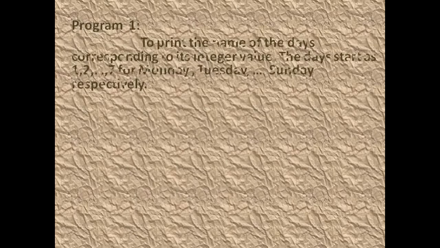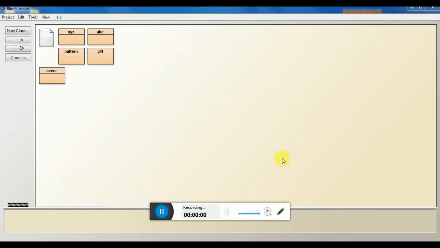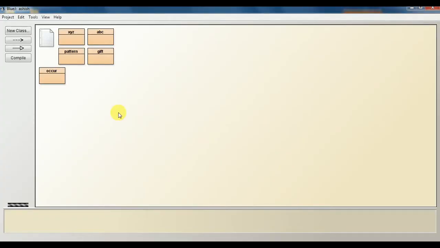Today, I will tell you about the fall-through condition using switch programs. This I will explain with two questions. The first program will print the name of the day corresponding to its integer value. The days start as 1 for Monday, 2 for Tuesday, respectively. Program 2 will print primary class for the values 1 to 5, secondary class for values 6 to 8, and high school for 9 and 10. So let us start with the coding.